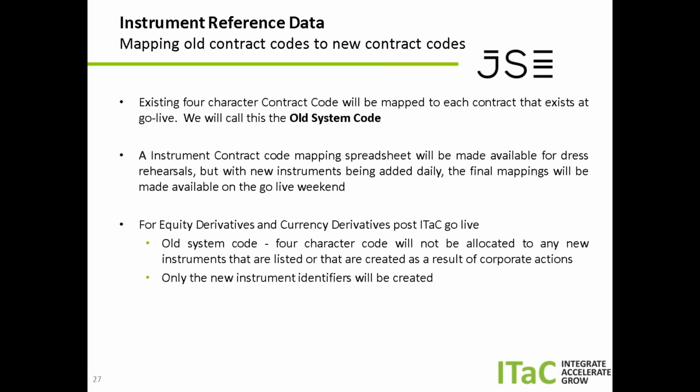All right, I think now we are moving to contract codes. On Nucleus currently you have a 4 character code, and you would recognize something like AGLQ or AGLS. What's going to happen in the new world is that each contract that we take onto ITaC will be mapped to its existing BDA code. This mapping will be provided to you. Obviously, there are new instruments added all the time, so even before the go live weekend, we will provide you with an updated list of this mapping. After we go live with ITaC, any new instruments that are created won't have the old system code anymore. Okay.